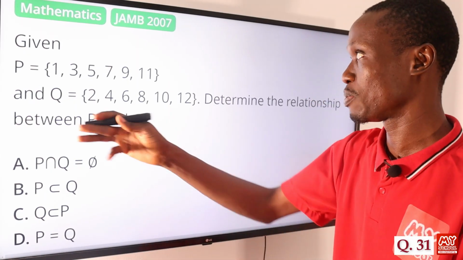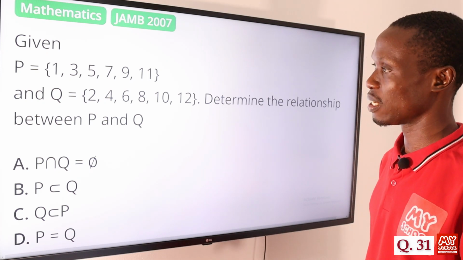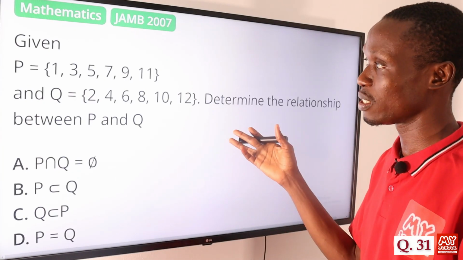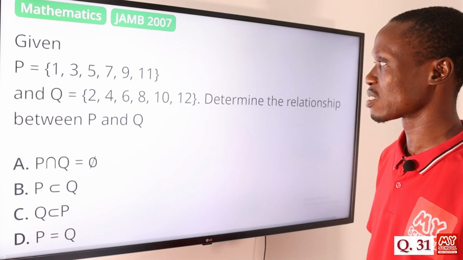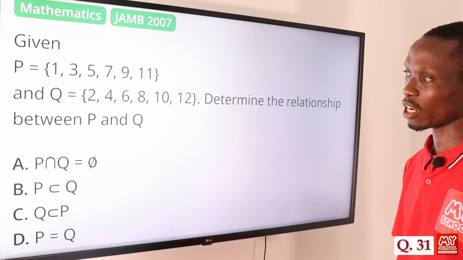Question 31. Given P, set P has the following elements: 1, 3, 5, 7, 9, 11, and set Q has the following elements: 2, 4, 6, 8, 10, 12. Determine the relationship between P and Q.